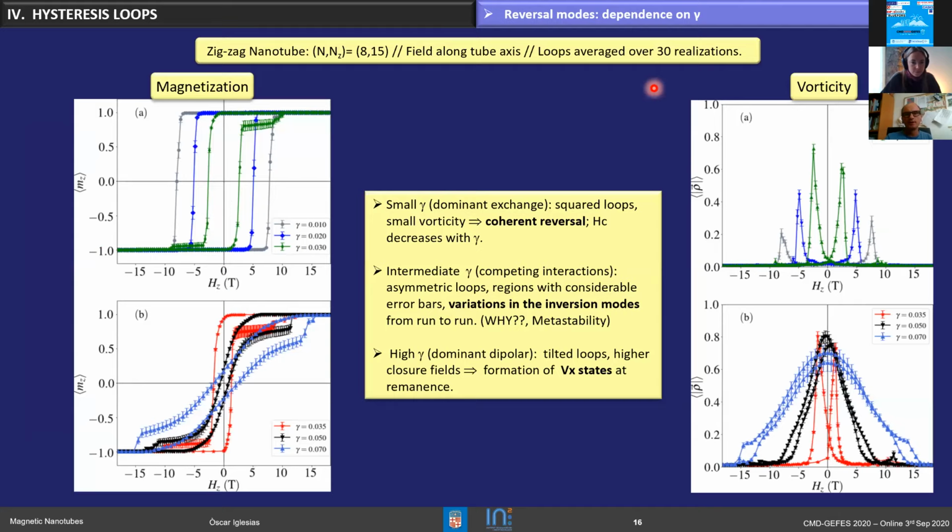Now let's take a nanotube, this standard one, and let's study what happens with the reversal modes along a hysteresis loop. We see that for small gamma, when the exchange dominates, the loops are square, which indicates coherent reversal. And we see that the coercive field decreases when increasing the dipole interactions. For intermediate gamma, for example, these red curves, what we observe is that due to the competition of these interactions and due to the presence of these metastable helical states close to remanence, variation in the reversal modes from run to run occurs. And when we are averaging over 30 realizations, we obtain these strange loops here. For higher dominant dipole interactions, the reversal proceeds according to the formation of vortex states, which are the ones that form at remanence. And this can be clearly seen here by looking at the evolution of the vorticity with the magnetic field along the hysteresis routes.